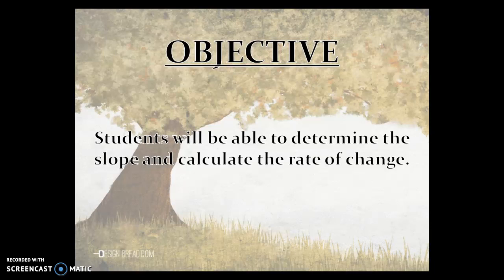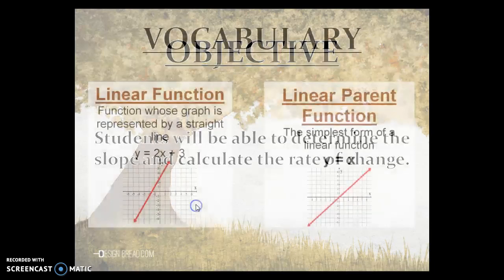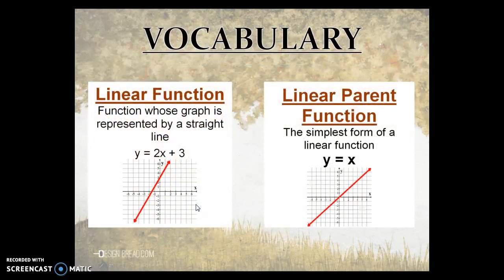Students will be able to determine the slope and calculate the rate of change. So linear function, we're in linears now, not quadratic. Linear, notice it says line in it. That's what it means, okay? A linear function is just a straight line. Linear parent function is y equals x.